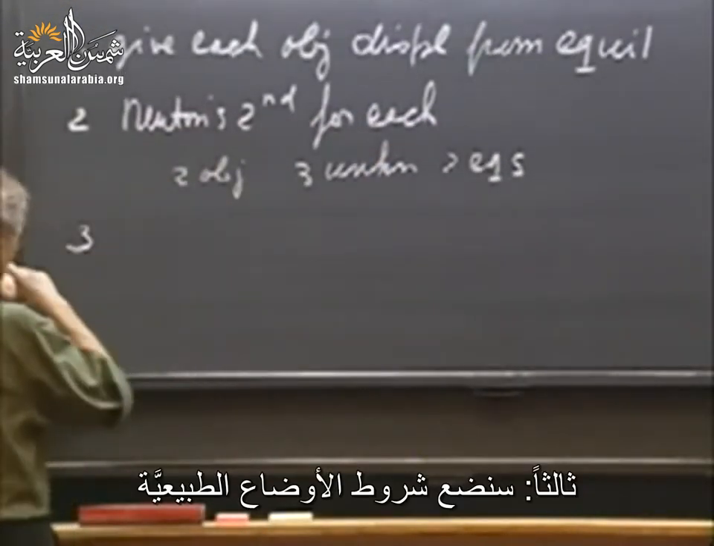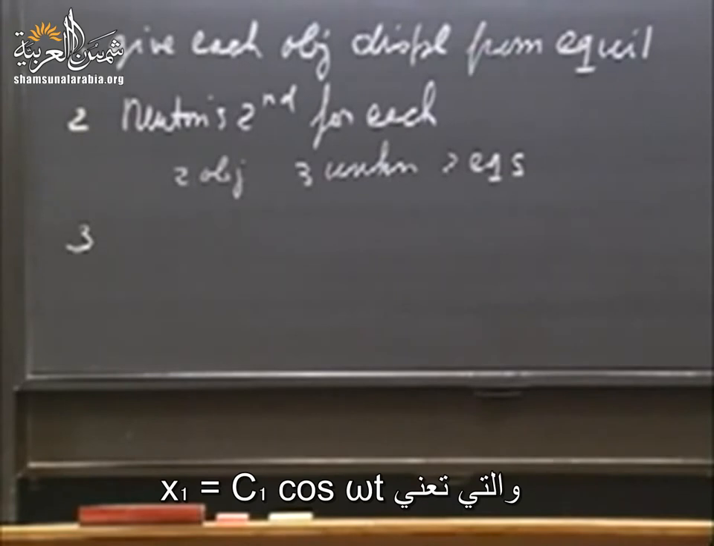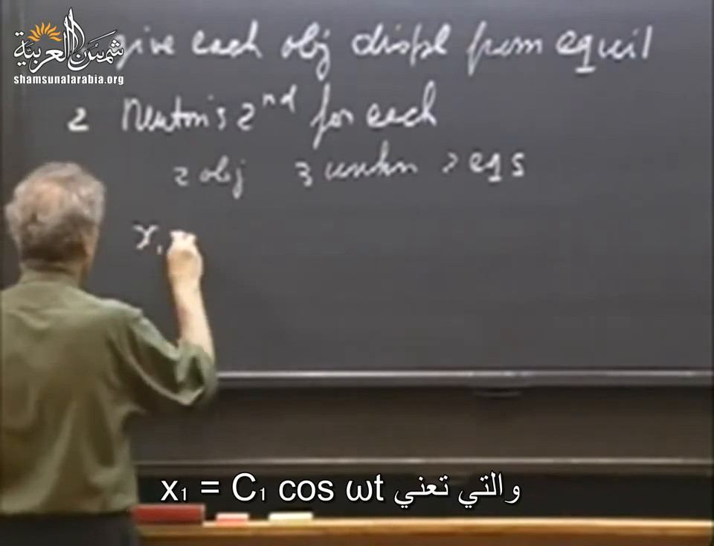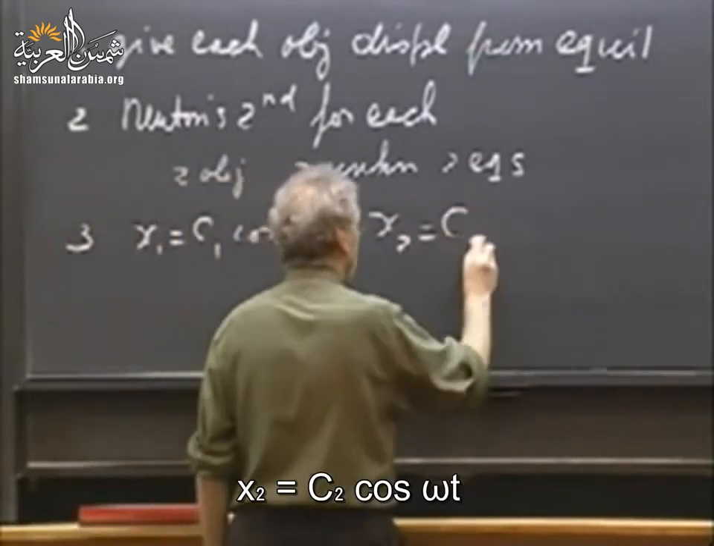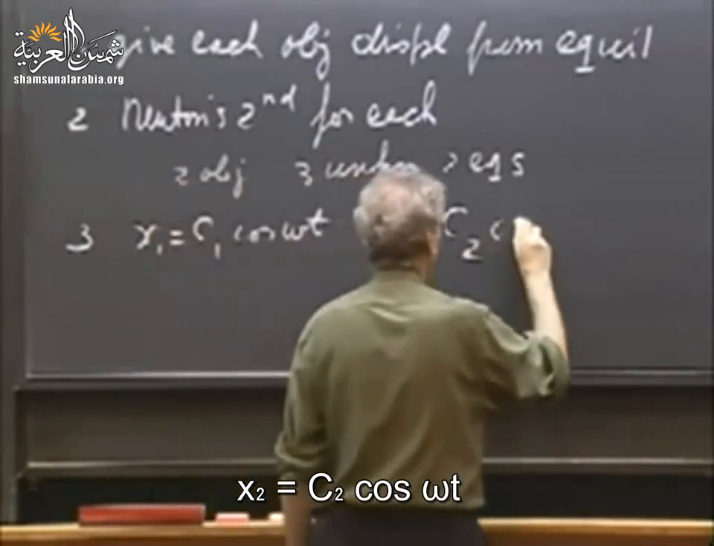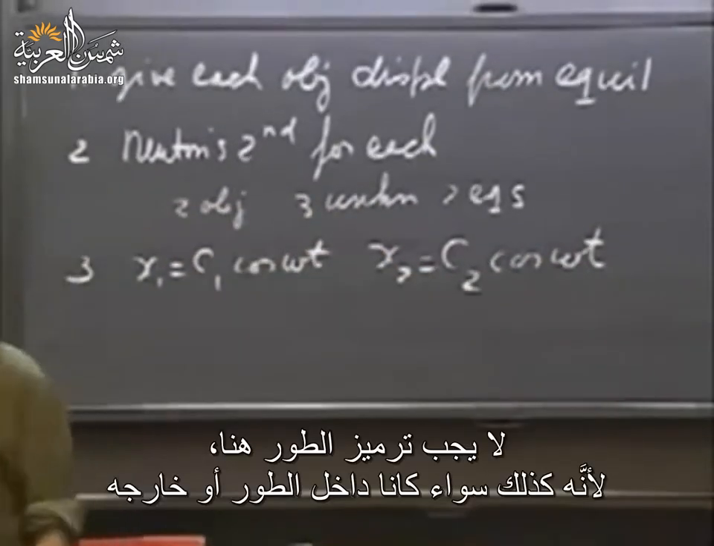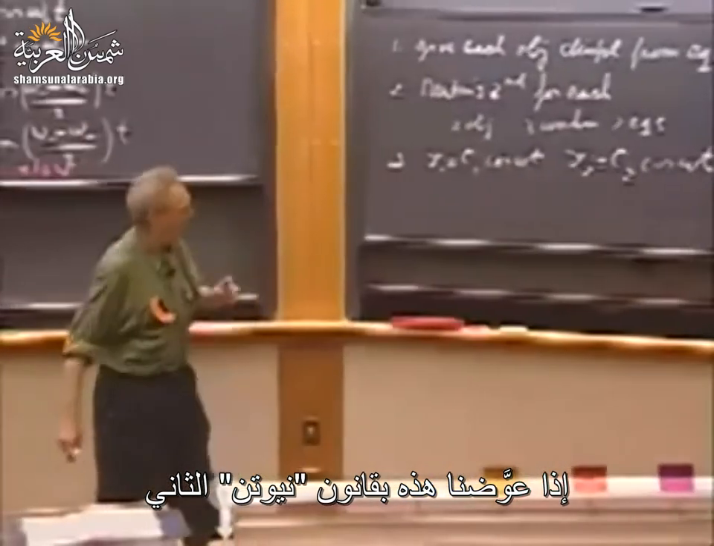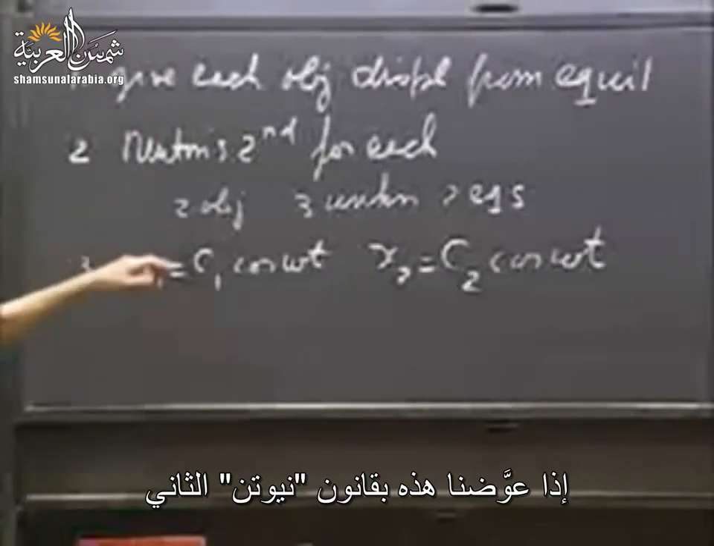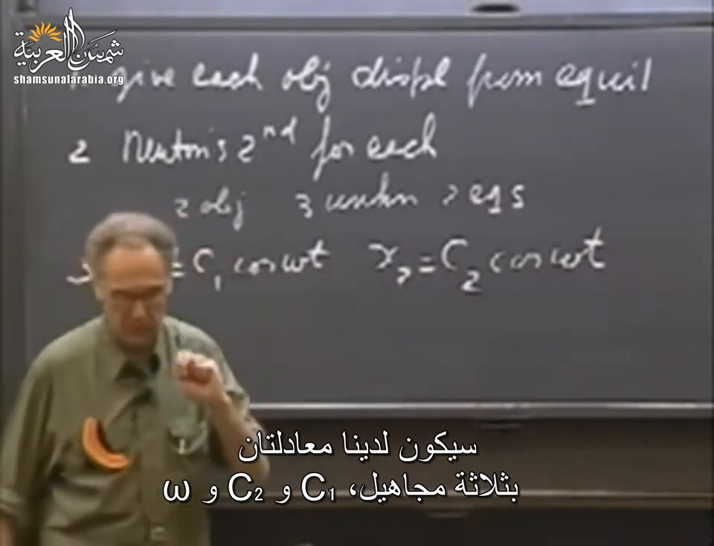Number three, you are going to put in the condition for normal modes, which means that x1 is C1 times cosine omega t, but x2 can be some other amplitude which we have to calculate also, times the same omega t. I don't have to put the phase in there because it's either in phase or out of phase, and out of phase means that you get minus signs. And so you see immediately that if you substitute this in Newton's second law, you get two equations, three unknowns. C1 is unknown, C2 is unknown, and omega is unknown.